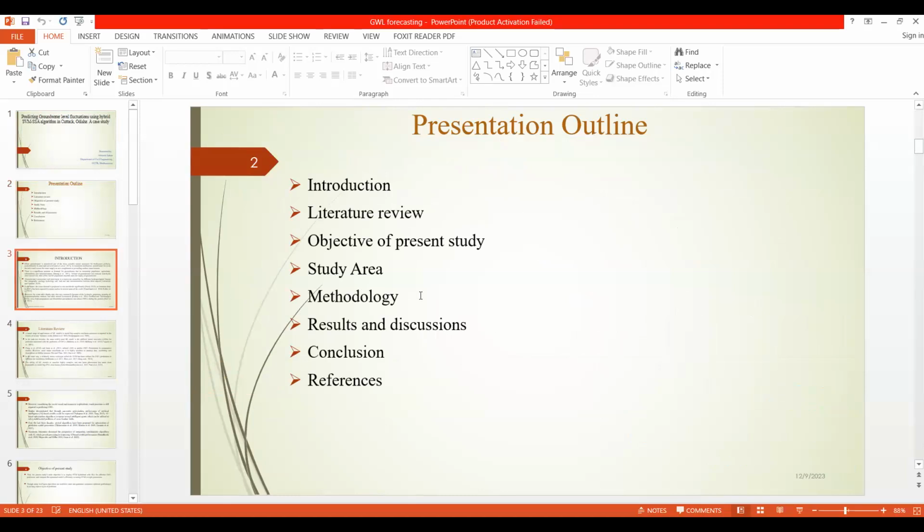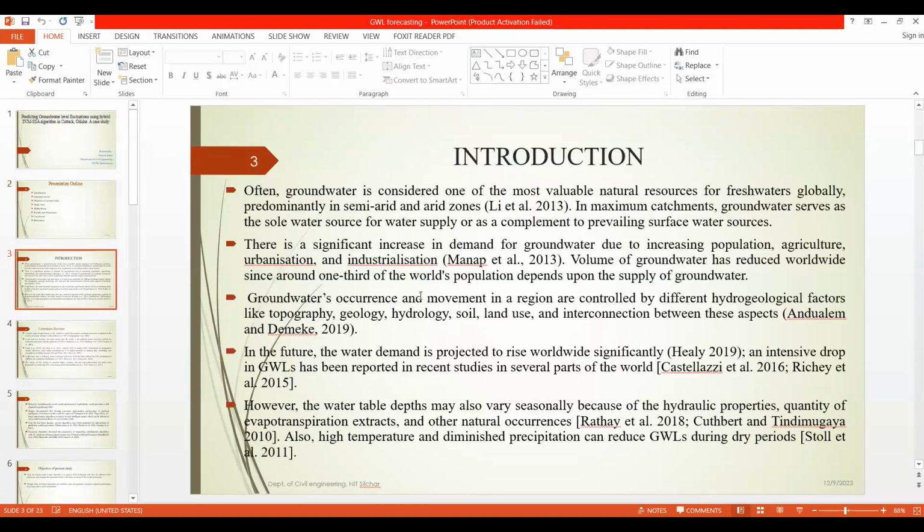and finally the references. Now, coming to the introduction, as it is known globally, groundwater is considered one of the most valuable natural resources for fresh water, and in most catchments, groundwater serves as the sole source of water, because a lot of people depend only on groundwater to meet all their needs. We all know that there is a significant increase in the demand for groundwater because of increase in population, urbanization, industrialization, and it has been studied that the requirement of groundwater is going to increase more and more in the near future.